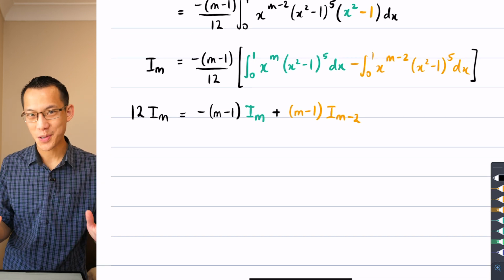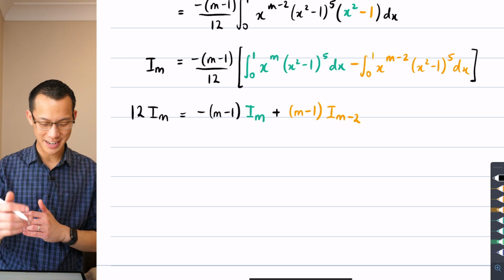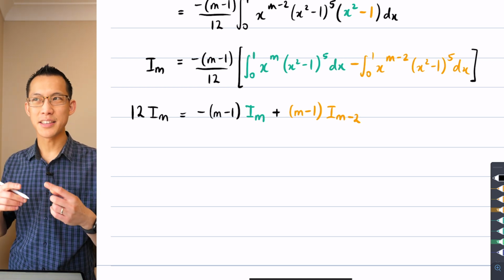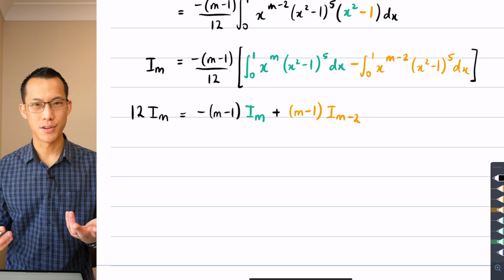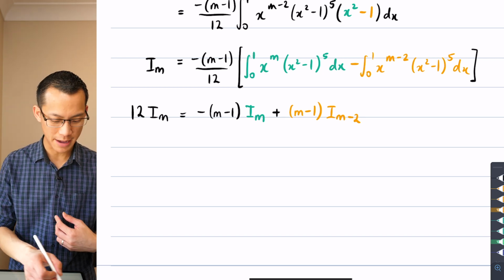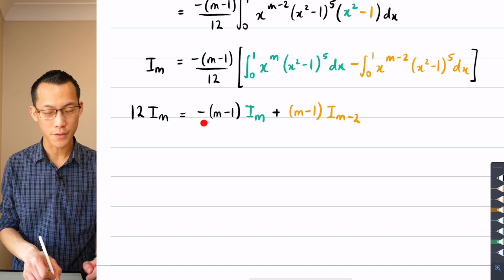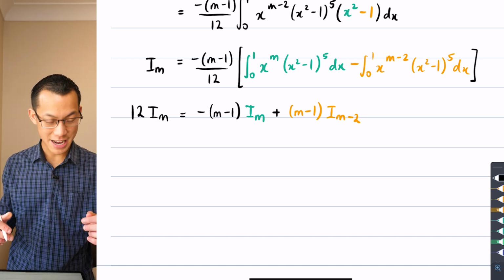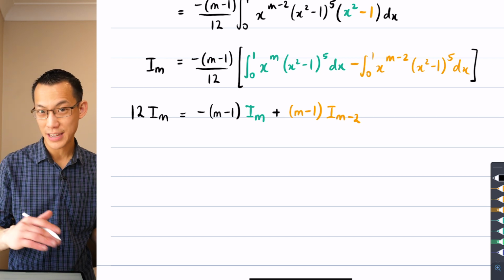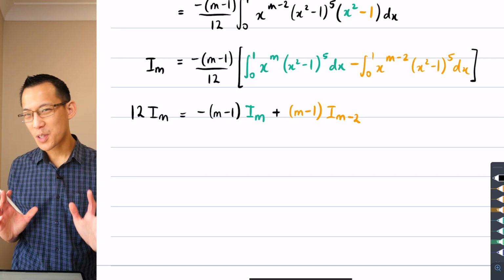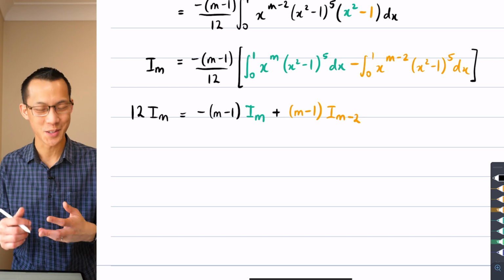And now I'm so close, right? You can sort of see, because you know your destination, right? Essentially what we're trying to get is Im in terms of Im minus 2. So we're going to make this the subject. I need to collect some like terms and all that kind of thing, and there's quite a few over here, right? So how many Ims will I end up with on the left-hand side? And I mean, you can slightly cheat at this point because we're so close to the end.